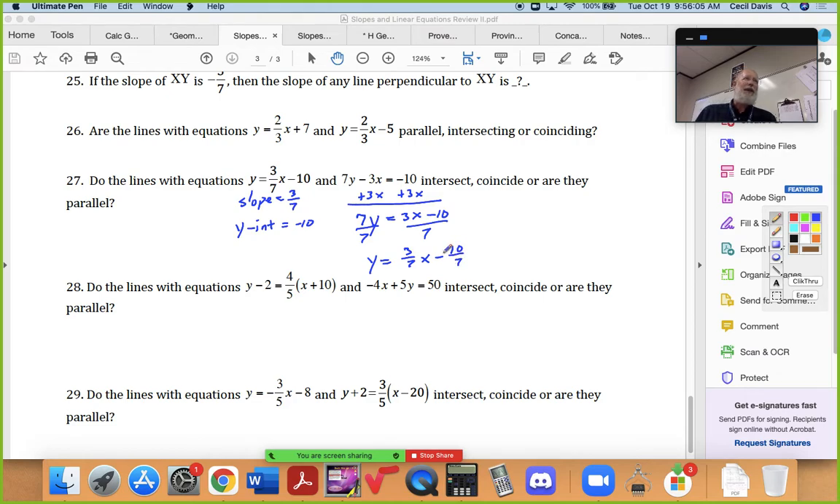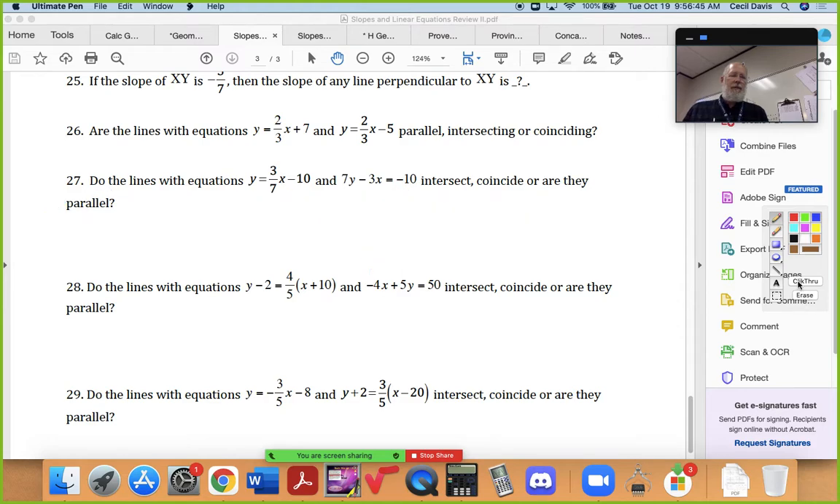And don't let it bother you that that doesn't come out to be something nicer. So the slope for this one is also 3/7. So the slopes are the same, but their y-intercepts are not the same. The y-intercept on the second one is -10/7. So since they have the same slope but different y-intercepts, they are parallel to each other. Okay? Anything else on this last page? Okay then.